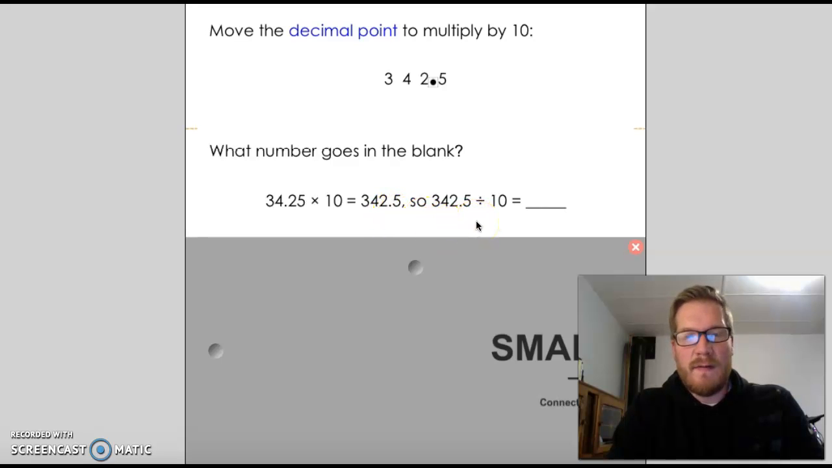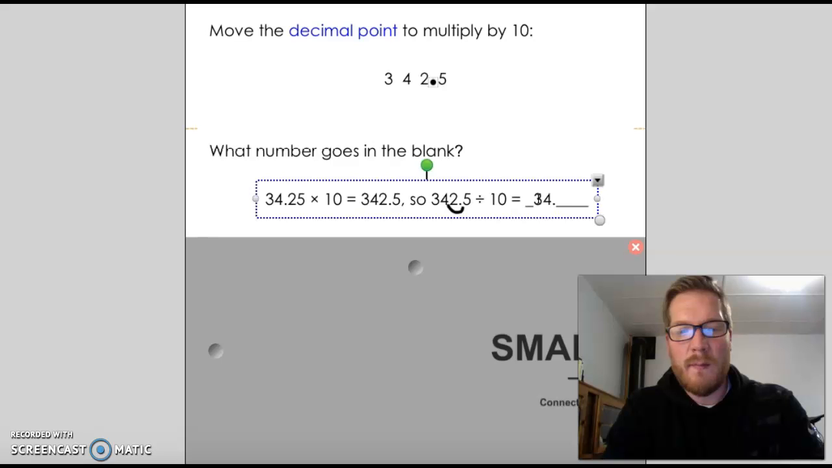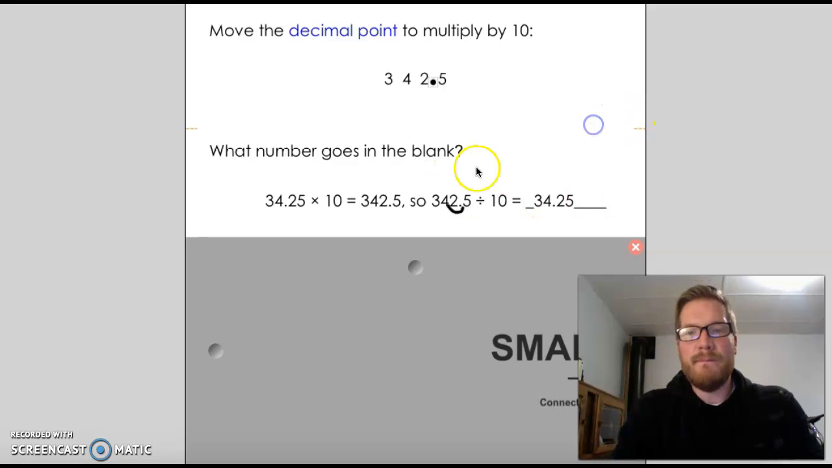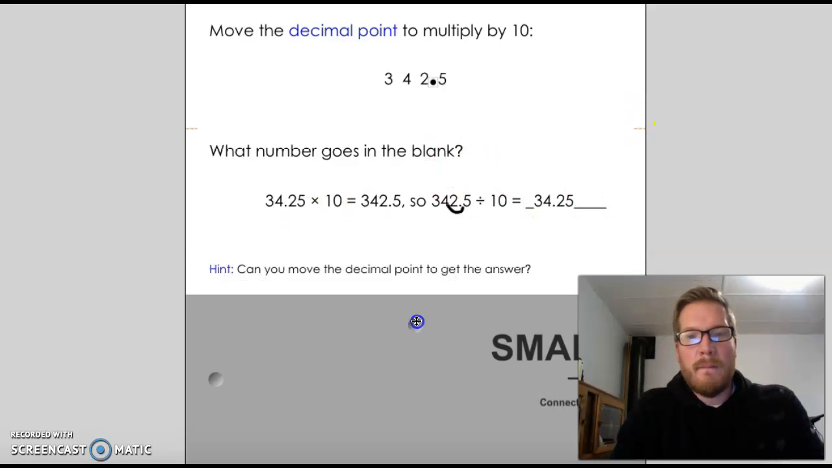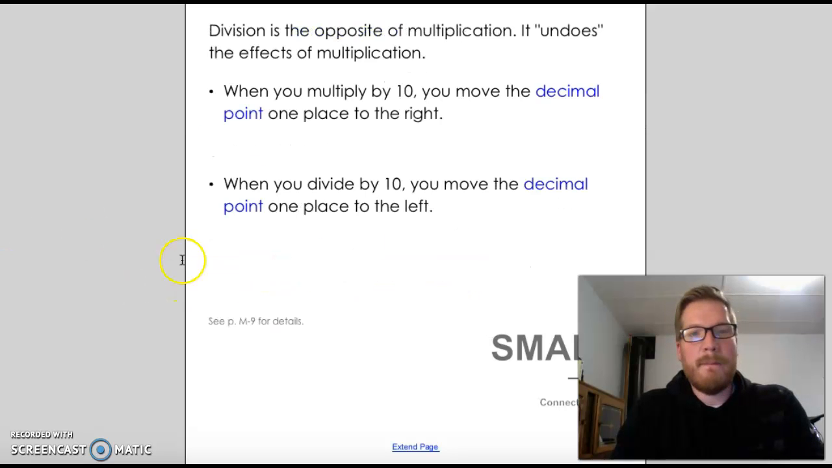Now what we have to understand is that division is actually the opposite operation, so the decimal place is going to go right back. If it's divide by 10, then this decimal place, and I'll just draw it out, this decimal is going to go one spot to the left, and so our answer is going to again be 34.25. So that's what we did, we moved the decimal place.